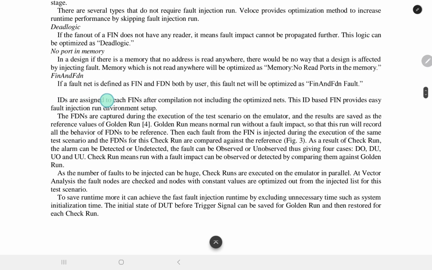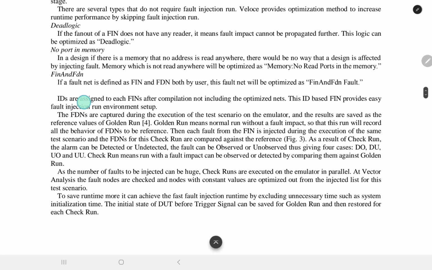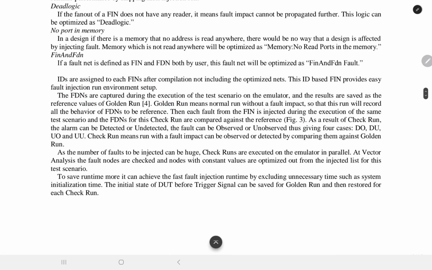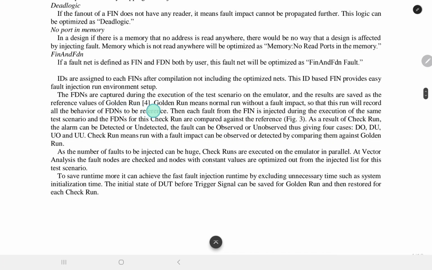IDs are assigned to each FIN after compilation, not including the optimized nets. This ID-based FIN provides easier fault injection and run environment setup. The FDNs are captured during the execution of the test scenario on the emulator, and the results are saved as reference values in the golden run. The golden run means a normal run without a fault impact, so this run will record all the behavior of the FDNs to be referenced.